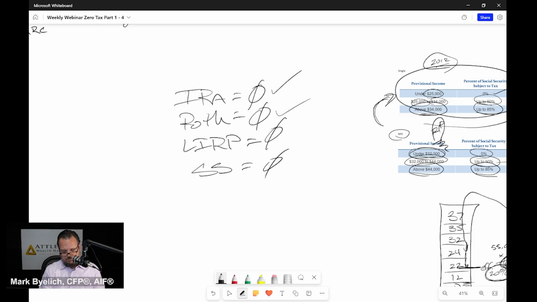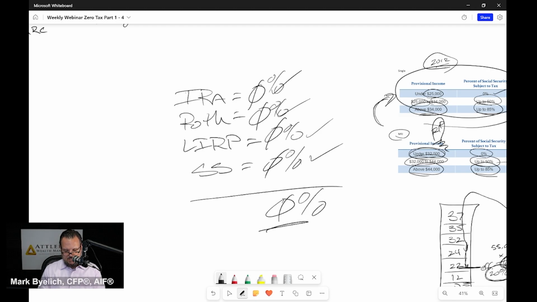Any distributions from your Roth IRA are not subject to tax. Any distributions from a properly structured life insurance retirement plan, not subject to tax. And for your Social Security, if you're below the thresholds we talked about, also not subject to tax. And folks, that's how you get to zero. Again, if you can't get to zero, you want to get everything you can over to that side of the ledger, because the pensions and the Social Security tax is going to increase, and it's going to have a great effect.